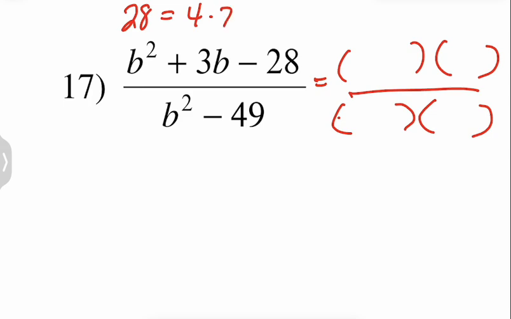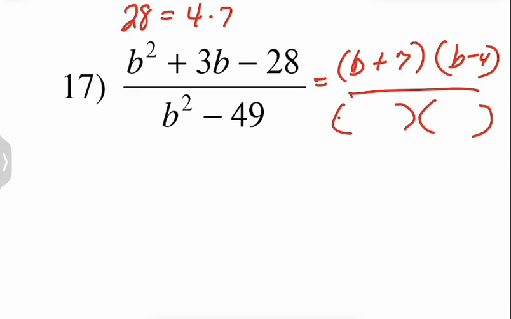We need a plus and minus because our back sign is negative. When the back sign is negative, that's the only way to get a negative 28. Now, we want the bigger one to win, so set your bigger number next to the positive and your little number next to the negative. And you can FOIL that back out and see, do I get what I started with?